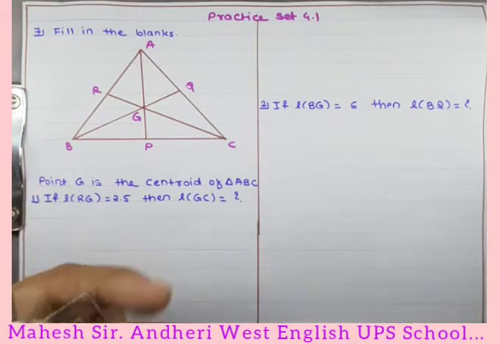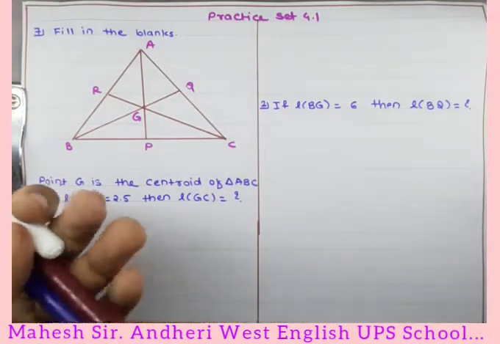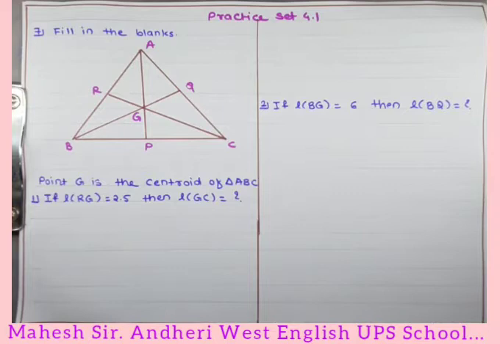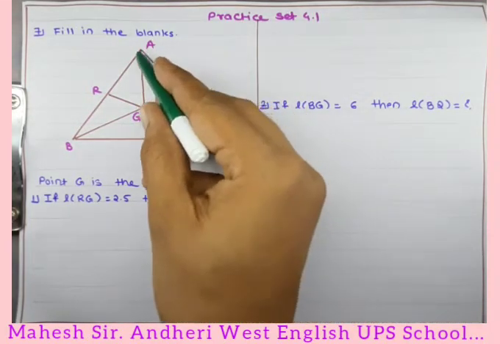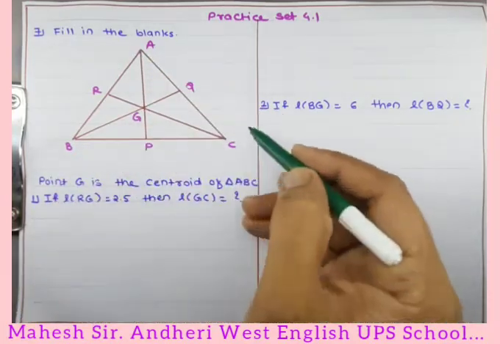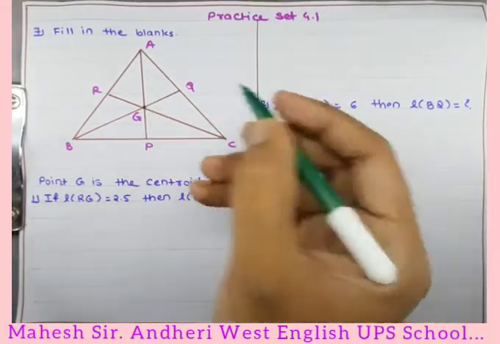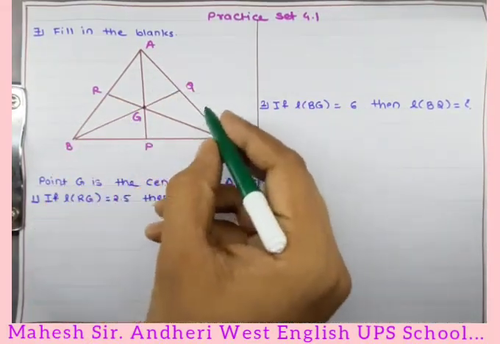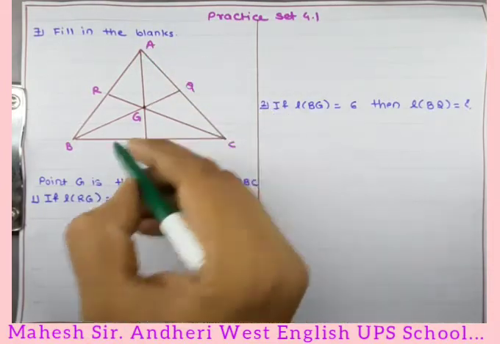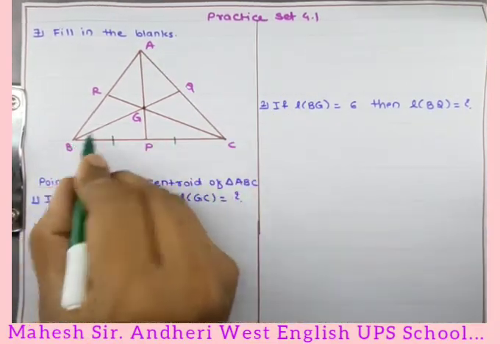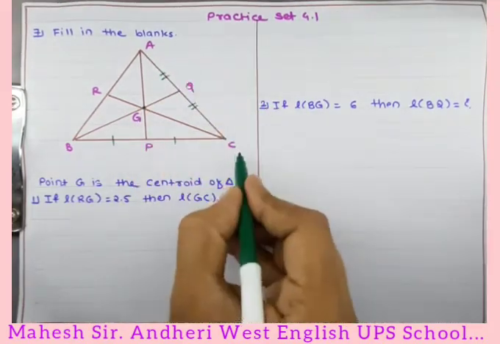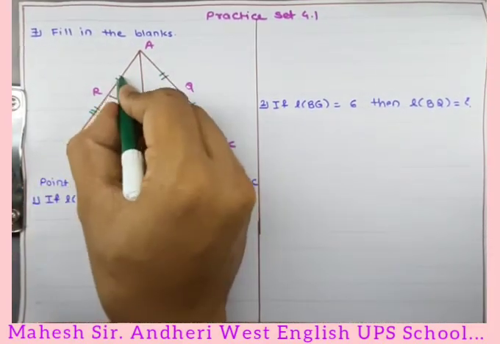Then the last question, that is the seventh one. For this we will use this property. So I will read it. First, filling the blanks. This is the triangle ABC, and here point G is given. G means the centroid. Means all these three given lines are the medians. That is, AP is a median, BQ is also a median, and CR is also a median.